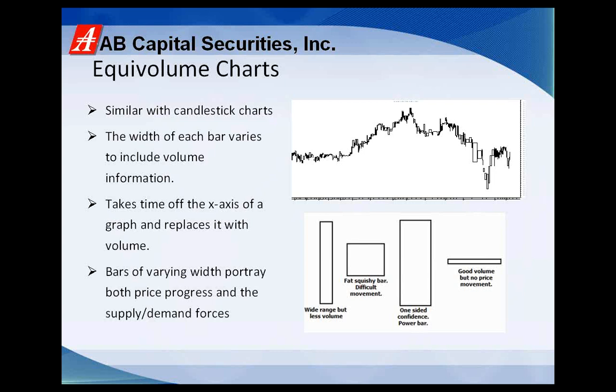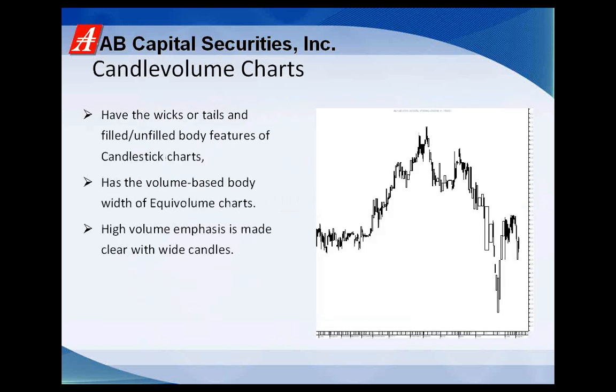But it gets better with the next type of chart. The next type of chart is the candle volume chart, which now takes into consideration the characteristics of a candlestick chart, which I mentioned a while ago, reflected by the shade of the candle. A dark colored shade would be bearish, a light colored candle would be bullish. So now this would incorporate the interpretive power of the candlestick plus volume as shown by the width. So this is an improvement over the equivolume type of chart.